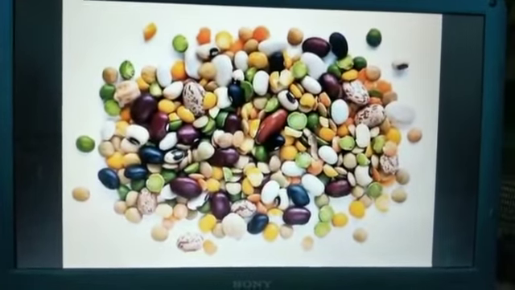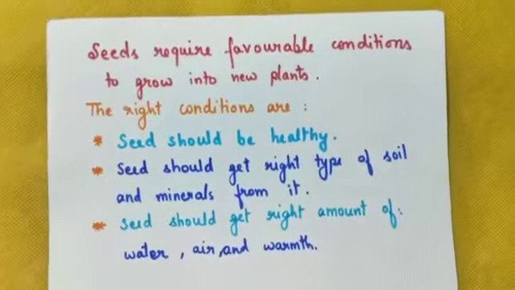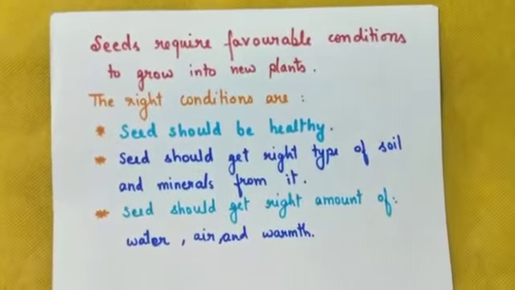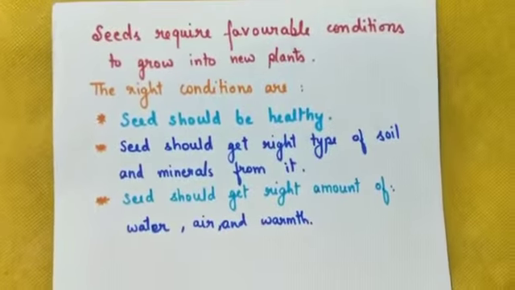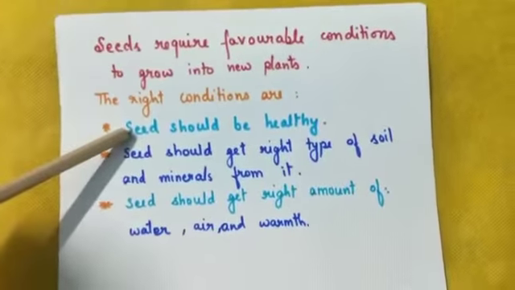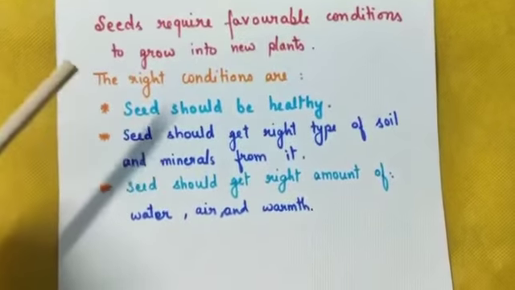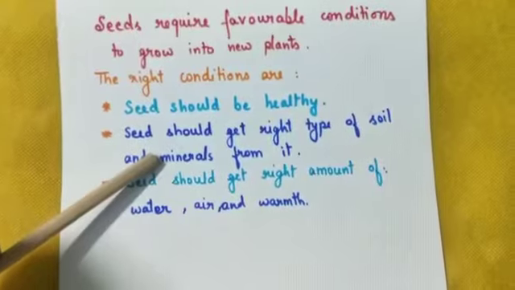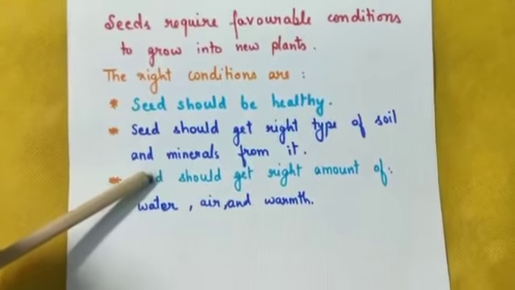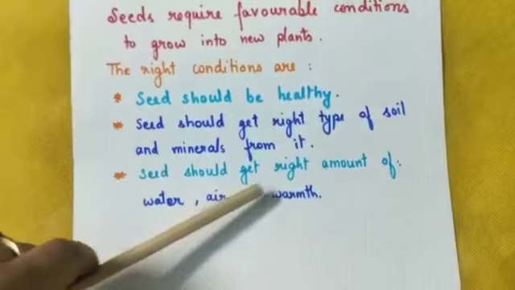Do all the seeds grow into new plants? Seeds require favorable conditions to grow into new plants. The right conditions are: the seed should be healthy. Damaged seeds do not grow into new plants. Seeds should get the right type of soil and minerals from it. The seed should get the right amount of water, air and warmth.